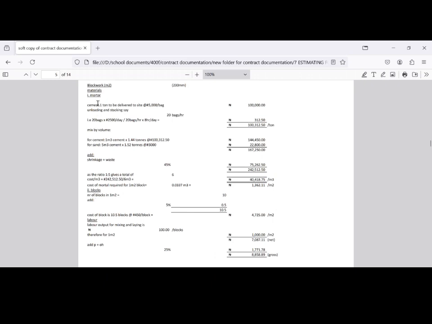Now, what is our mortar made up of? Our mortar is made up of what? Cement and sand. Yes, and for the course of this video, the mix ratio for our mortar will be what? 1:5. That means 1 ratio of cement to 5 ratio of sand.